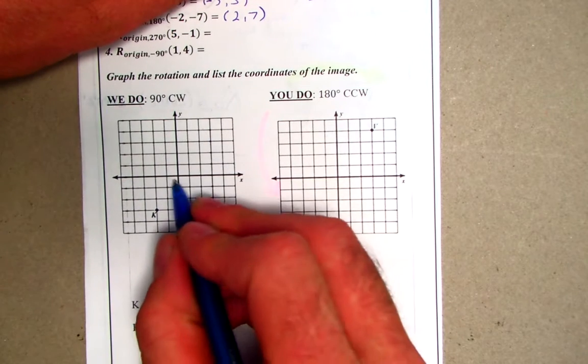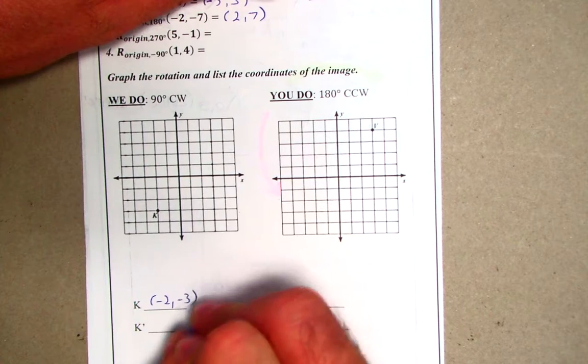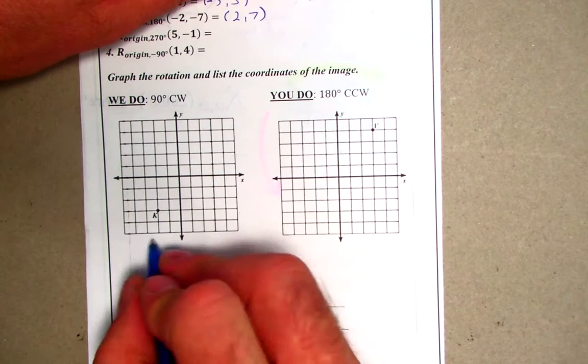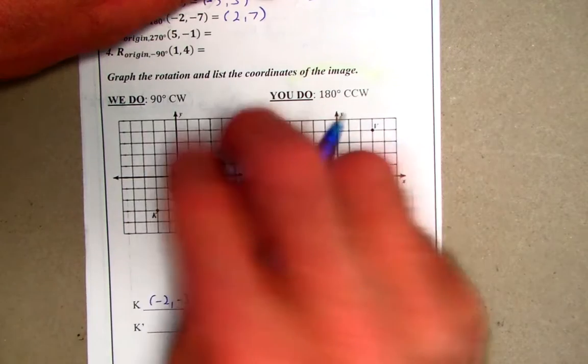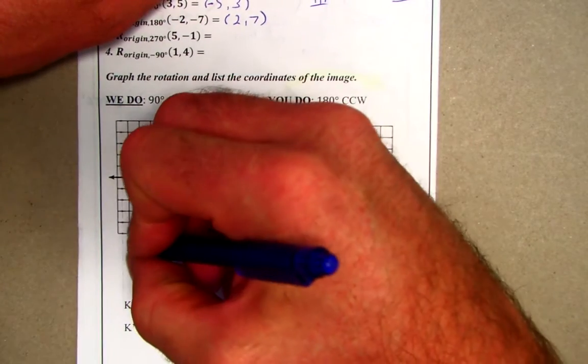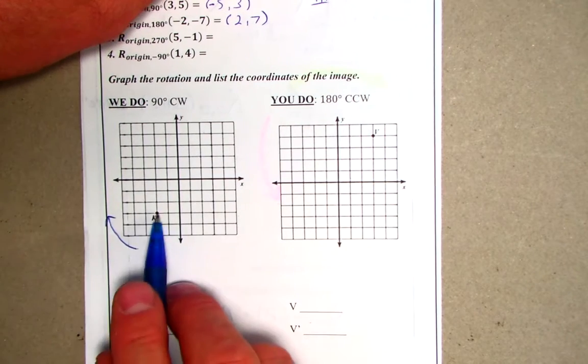So K is the point negative 2, negative 3. So it's in the third quadrant, and we're going 90 degrees clockwise. Okay, so that means we're traveling. Clockwise is negative, so we're going this direction. That's the direction we're moving. That's clockwise. So we're going to end in the second quadrant.